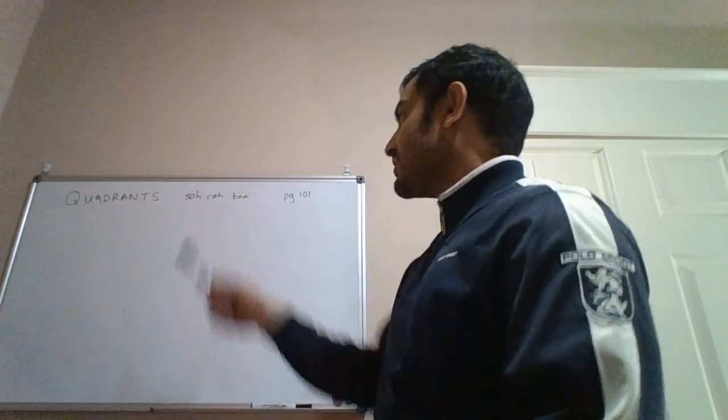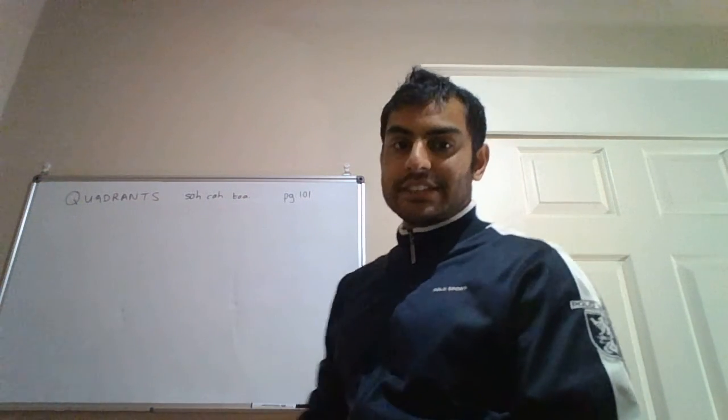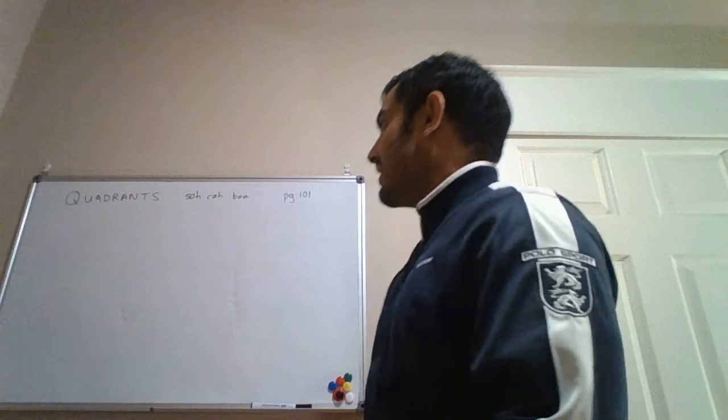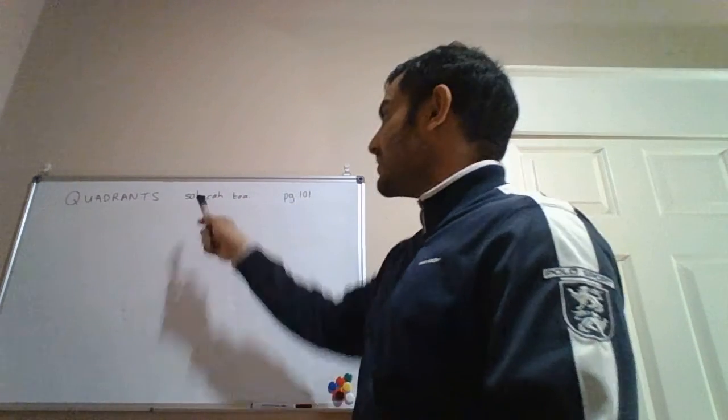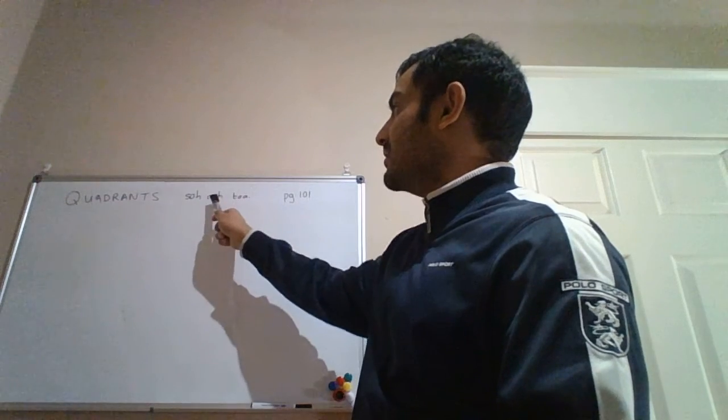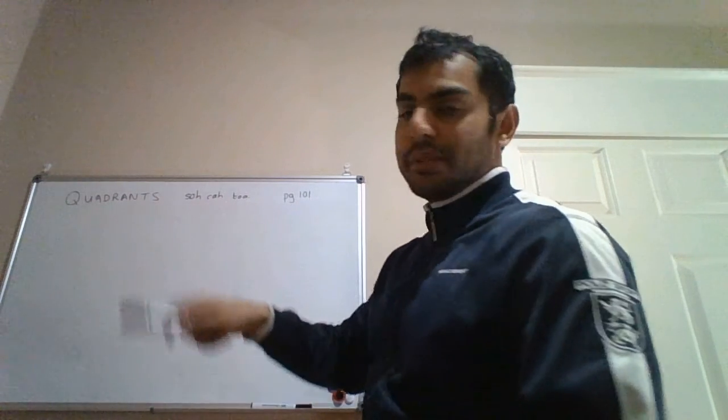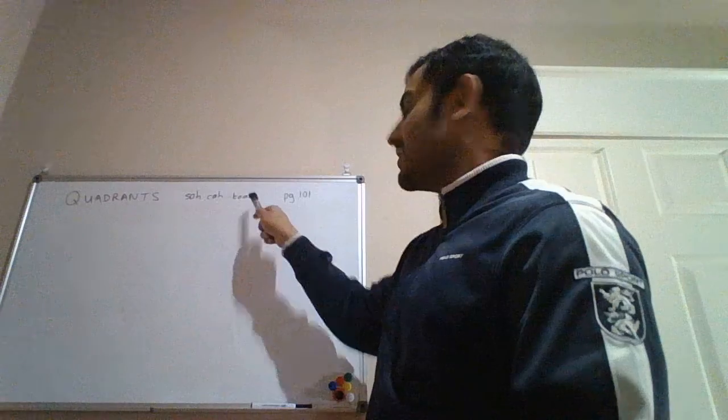So just to refresh, our trig ratios: sine, cos and tan. I've made up a little rhyme here, SOH CAH TOA. So sine is opposite over hypotenuse, cos is adjacent over hypotenuse, and tan is opposite over adjacent.